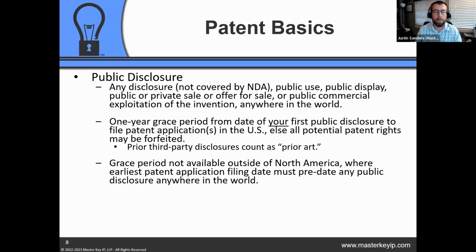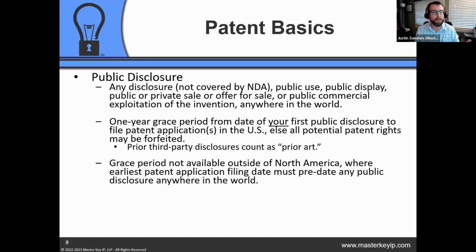And so public disclosure under the rules is basically any disclosure that's not covered by a non-disclosure agreement or confidentiality agreement, meaning that if you show this to somebody and they have not signed an NDA, it's considered a public disclosure. So it could be like a public use or public display. So if you're just testing your device out there in the open, it could be a public or private sale or offer for sale, or even just a public commercial exploitation of the invention.